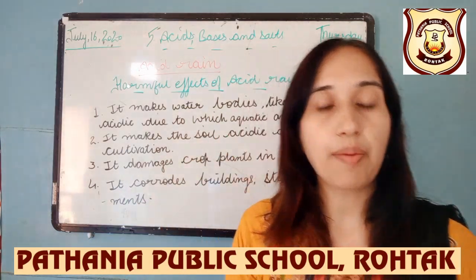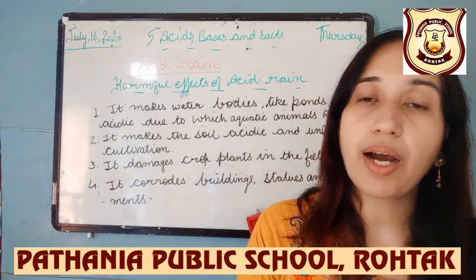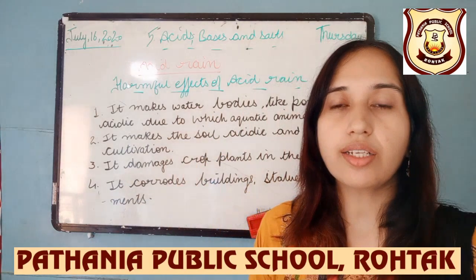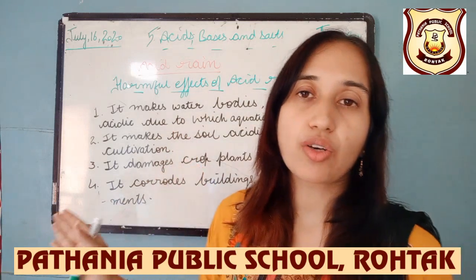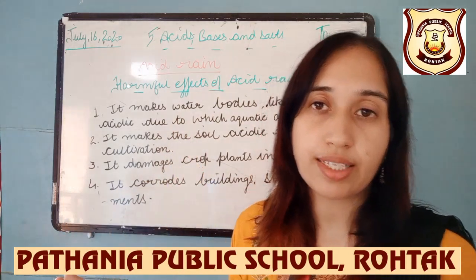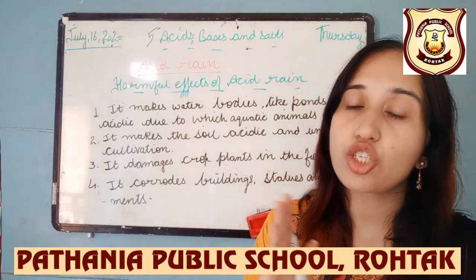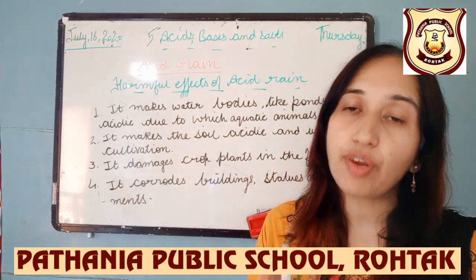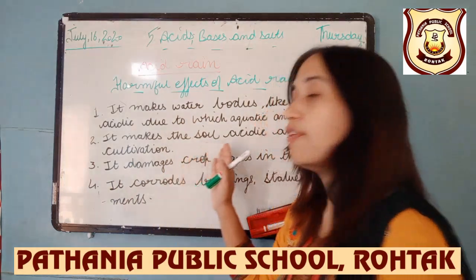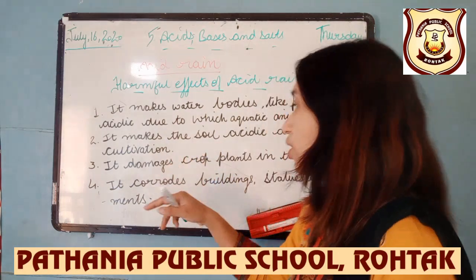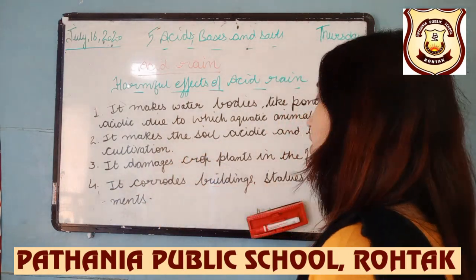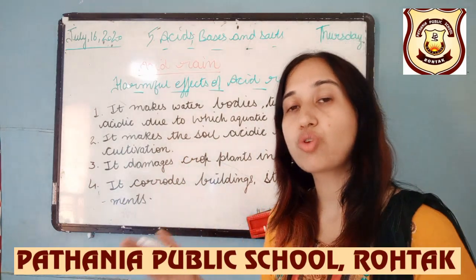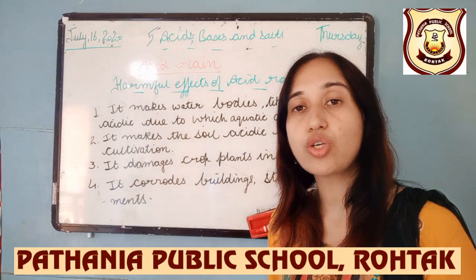In the fields, what happens? We use acidic and basic fertilizers, but acid rain contains sulfur dioxide, carbon dioxide and many other harmful gases that make the soil more acidic. Due to its acidic nature, fertility will be less. So it is harmful for the yield of the crops also. It damages the crop plants in the field, production will be less, and it harms the soil too. The neutrality of the soil is also decreased.